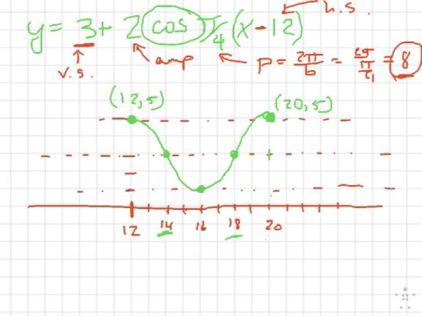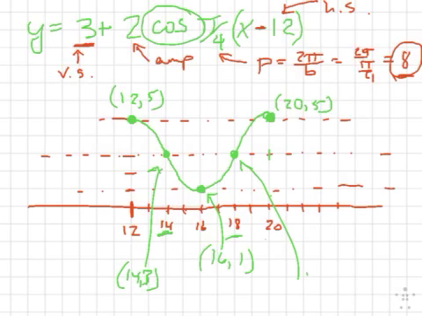Did I do that wrong? It's not 5 because I went up 3 and then... Is it 5? No, it is 5. Sorry about that. I'm thinking this point right here. This point right here is 16, 1. Oh. This point is 14, 3. And this point over here is 18, 3.